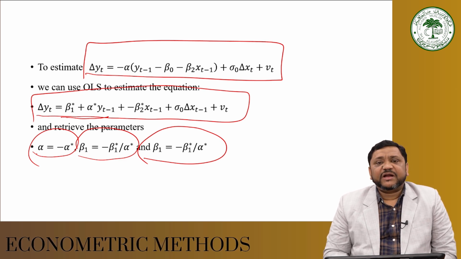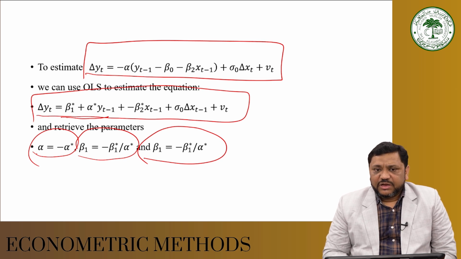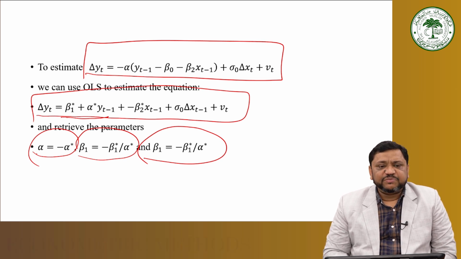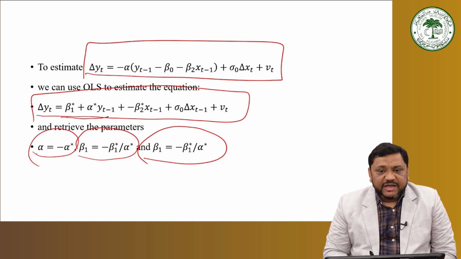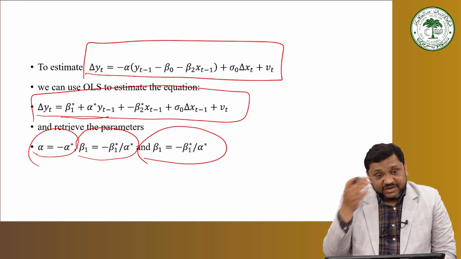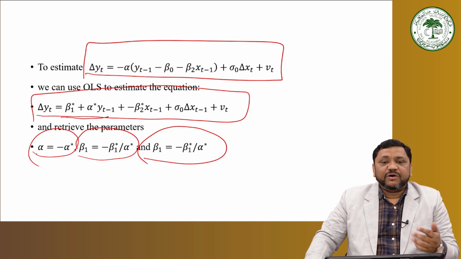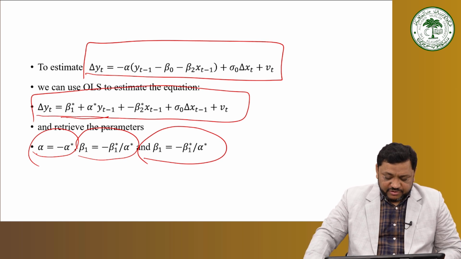To estimate this error correction model, we assumed a single equation framework. So if epsilon t is taking place in both y and x, we have to consider more than two equations. So if two variables, then two equations, then we need to estimate a vector error correction model, where we have a multiple equation framework.